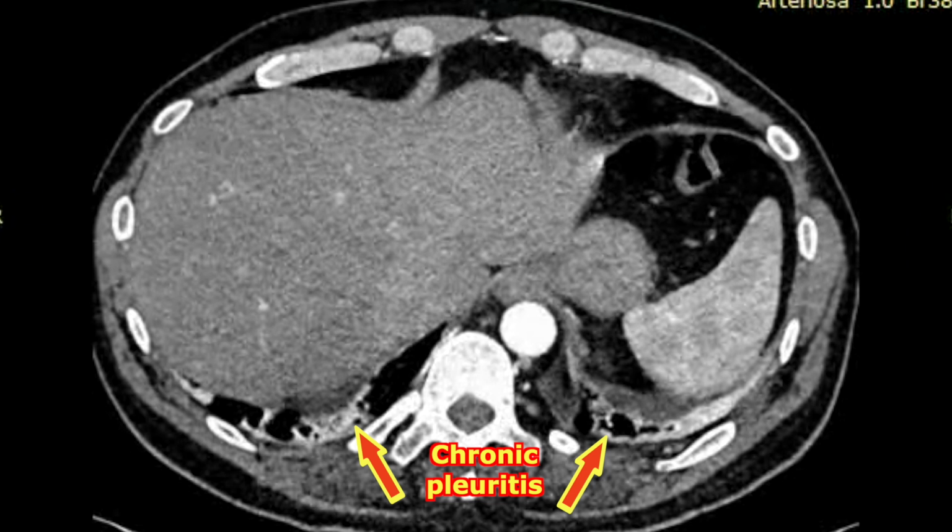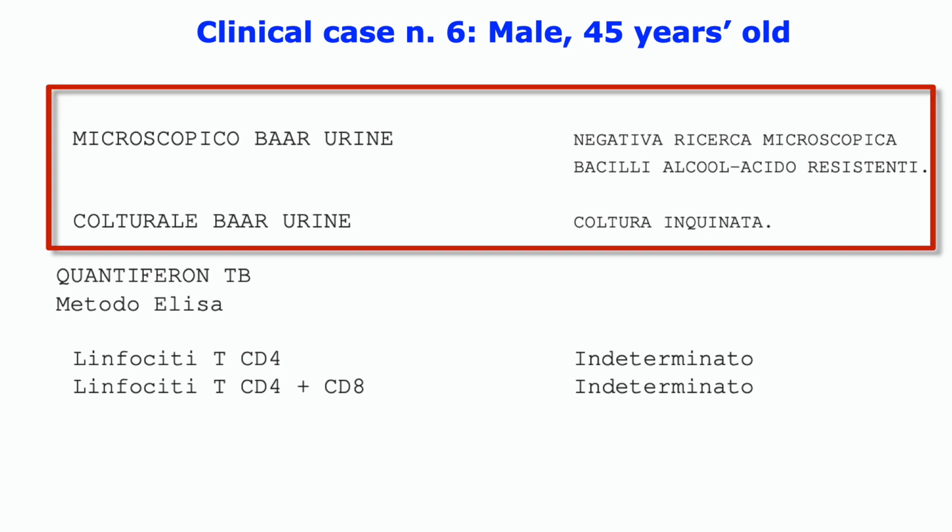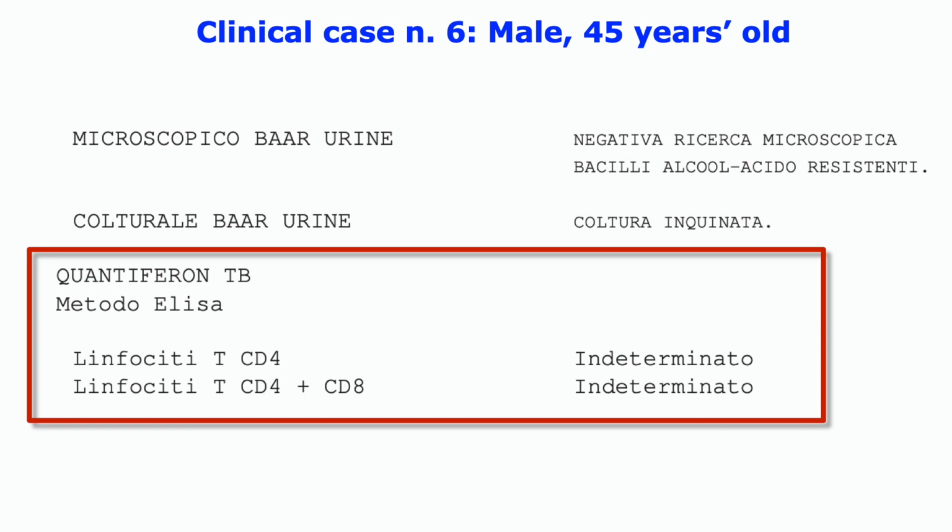The overall clinical picture matched a systemic disease made up of periodic bacteremic waves followed by the implantation of bacterial spots in the genitourinary system, lungs, pleura, and probably mesentery. Mycobacterium tuberculosis was searched for in the urine, albeit unsuccessfully. The QuantiFERON test on the patient's CD4 lymphocytes returned uncertain.